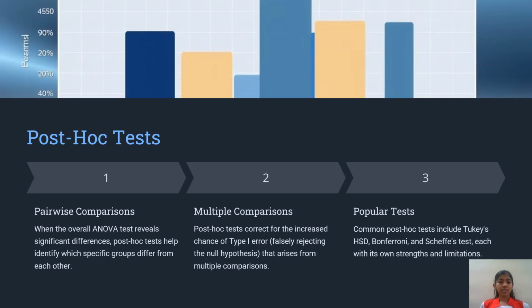Now come to post hoc test. So there are three major steps involved in post hoc test. The first one is pairwise comparison. When the overall ANOVA test reveals significant differences, post hoc tests help identify which specific groups differ from each other. Second is multiple comparison. Post hoc tests correct for the increased chance of type 1 error, that is falsely rejecting the null hypothesis, that arises from multiple comparisons. Third is popular tests. Common post hoc tests include Tukey HSD and Scheffe test, each with its own strengths and limitations.